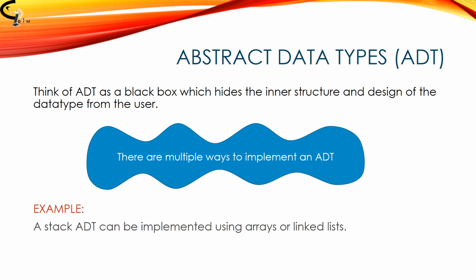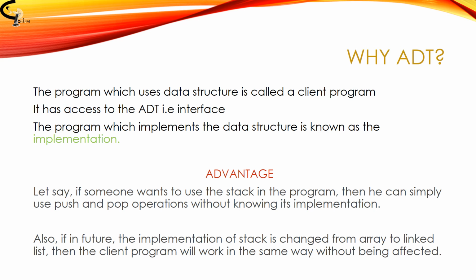But then the question comes, why do we need an ADT? Firstly, we should be clear with some of the terms. The program that uses the data structure is called a client program. The one which does not know the backend or the implementation, and is just using a data structure, is a client program. It has access to the ADT, that is an interface. Here ADT is just a skeleton, a black box, and the client just knows that there is an interface from where he can use a data structure, but he does not know the implementation of the data structure. The program which implements the data structure is known as the implementation program. This program knows the backend, this program knows the details of the data structure.